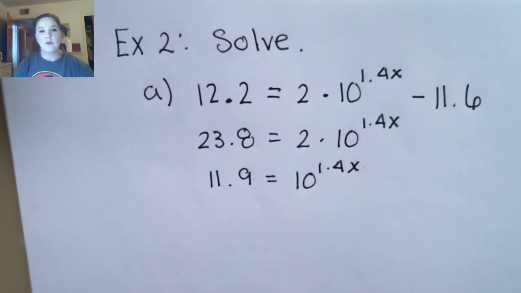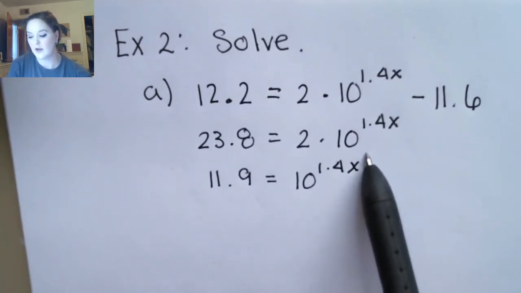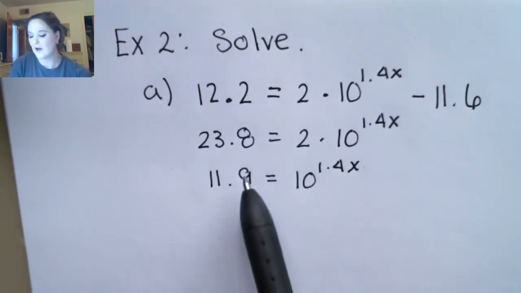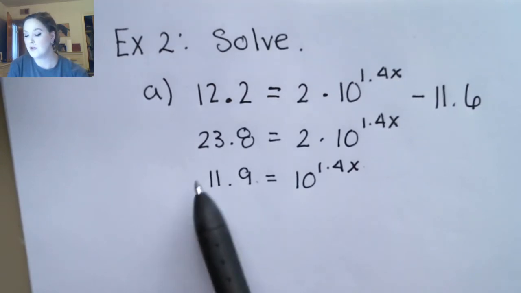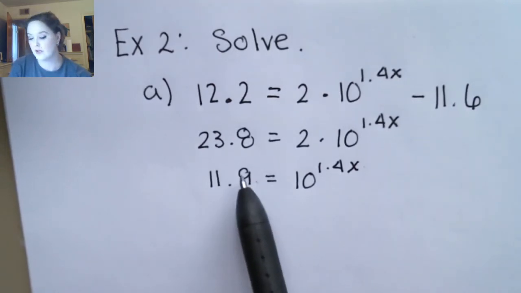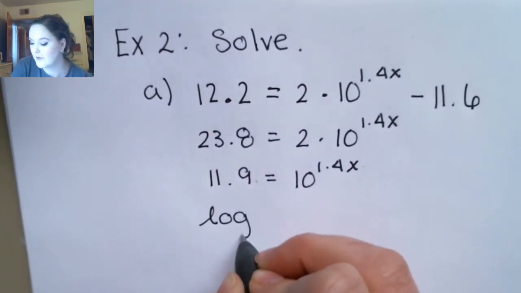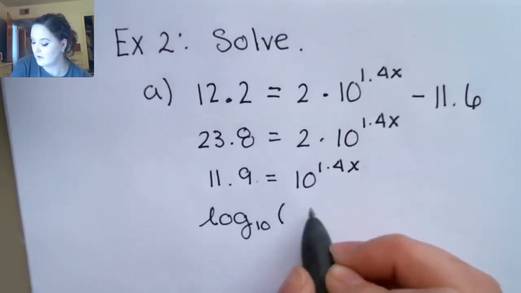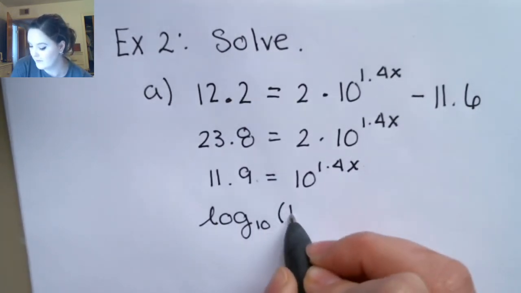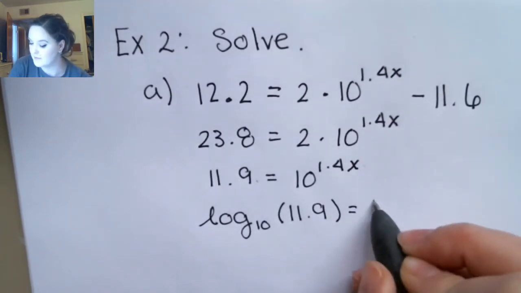So now you can see in this example why you wouldn't be able to use equating exponents. This is a power of 10. How could you write 11.9 as a power of 10? It would be too hard. You wouldn't be able to do it in your head. So that's why we need the log method. So the base becomes the base of the log, and the exponent becomes the answer.